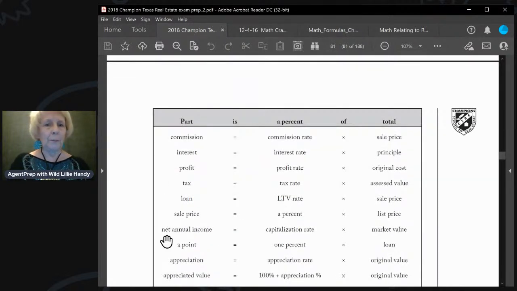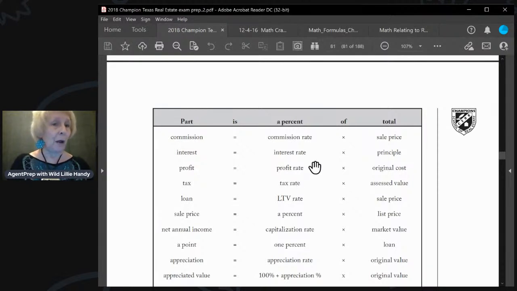So if you know what the part is, the commission equals commission rate times the sales price, okay? Percentage and total. Interest equals interest rate, 5%, 6%, 2%, 3% today, times the principal. And what is the principal? The principal is the amount of the loan that the lender is providing. Profit equals the profit rate.